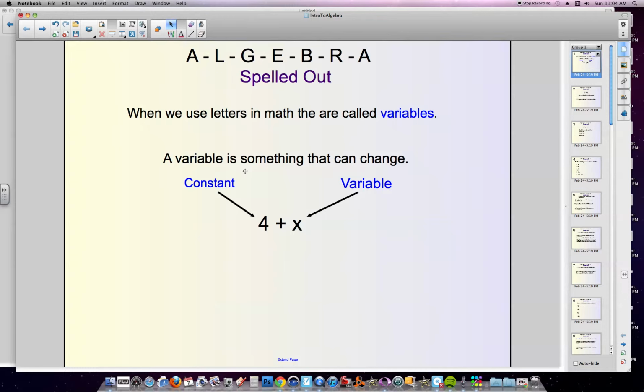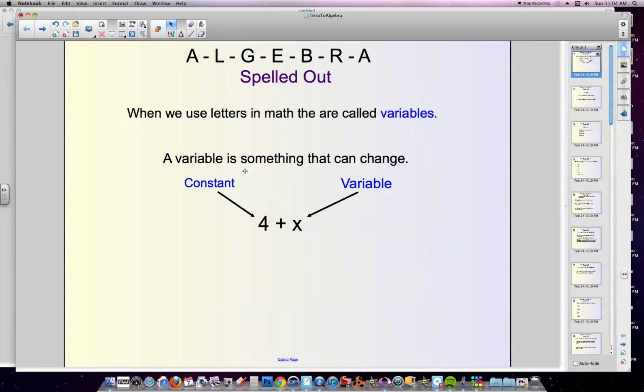So when we write a math problem out, it's important to recognize the difference between a constant and a variable. A constant is already defined. 4 means 4. It doesn't mean anything other than 4. It means 4 of something. This is 4. It's a constant. It doesn't change. However, a variable could be a bunch of different things. We don't know what it is.